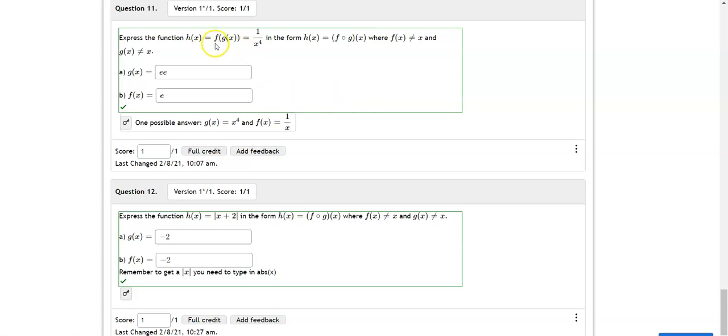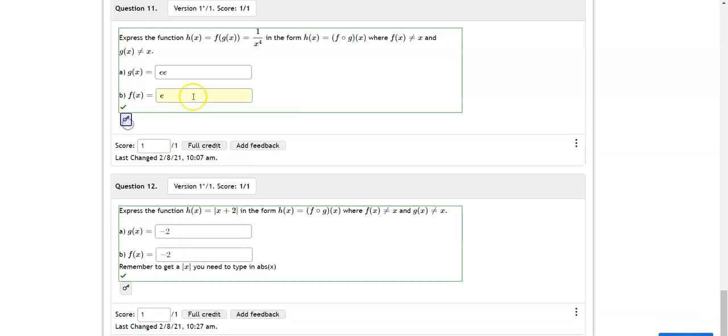So when we see that there are two functions composed together, notice we have f of g of x right here. So this function h is a composite of two functions, and we want to go backward and find the original functions that led to this. And there's more than one answer. They've listed one down here. I'm actually going to show you how to get a different answer.